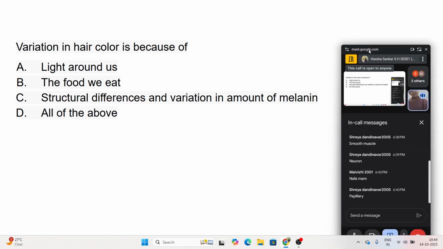Variation in hair color is because of... Remember, along with the integumentary system, we learned about different layers of skin. After that, we learned about the accessory parts of the integumentary system, which are nails, hair, etc., in detail. So the question is: variation in hair color is because of dash. Option A, light around us. Option B, the food we eat. Option C, structural differences and variation in amount of melanin. Option D, all of the above.